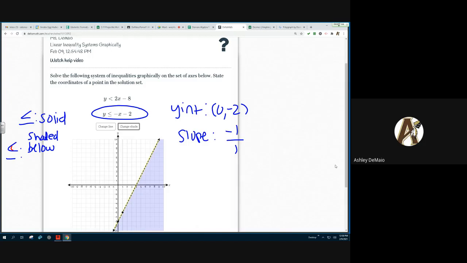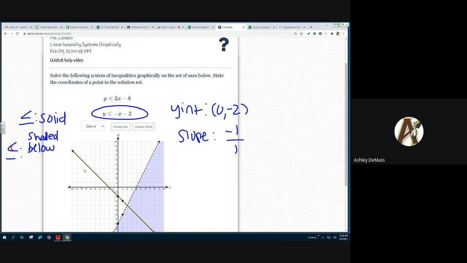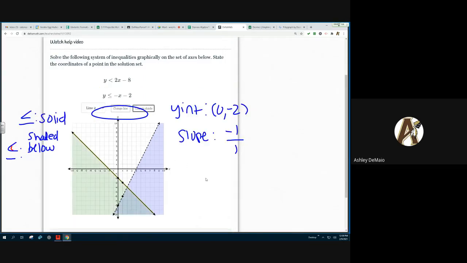We know that our y-intercept is 0, -2. And our slope is down 1 over 1, so down 1 over 1. Okay. We know we want our line to be solid, so it automatically made it solid. We do not have to change it. And we want to change our shading to be shaded below. So it automatically did that for you as well. Okay, so now we have both of our lines graphed, and we have this shaded region right here. It's that light blue color.